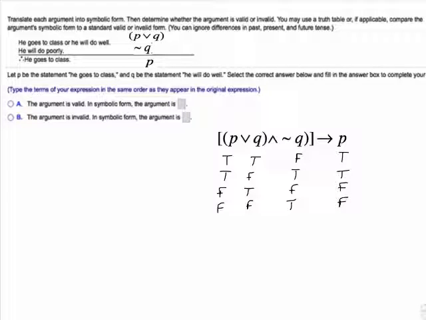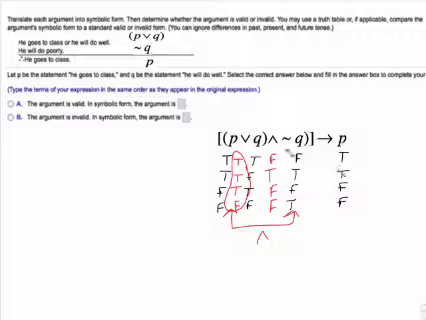Start putting together. For or, the only time or is false is if both simple statements are false. So the rest of these are true. This is my answer column for the first parenthesis. Put that together with this using the connective and. The only time and is true is if both simple statements are true. So right here, T, T gives me a T. The rest of these are false.